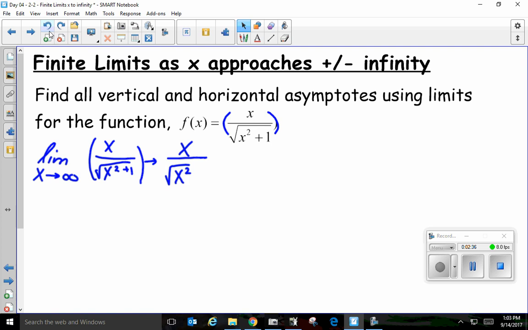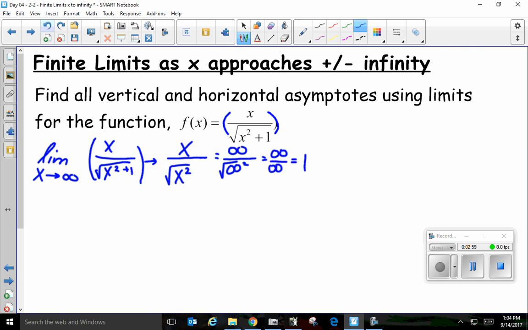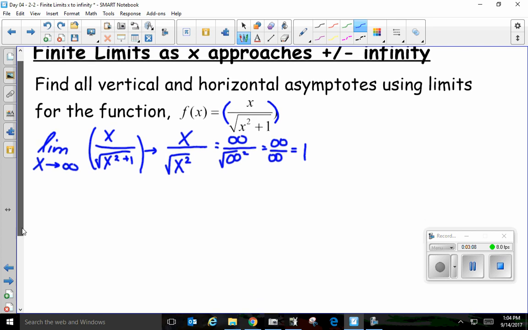If I plug infinity in here, at this point, I would have infinity over the square root of infinity squared. Well, if you square infinity, it's infinity. If you take the square root of infinity, it's still infinity, right? So you end up with infinity over infinity. You do end up with 1. But that's not the only answer. Huh? It is, but how come? And I will explain to you in one moment.